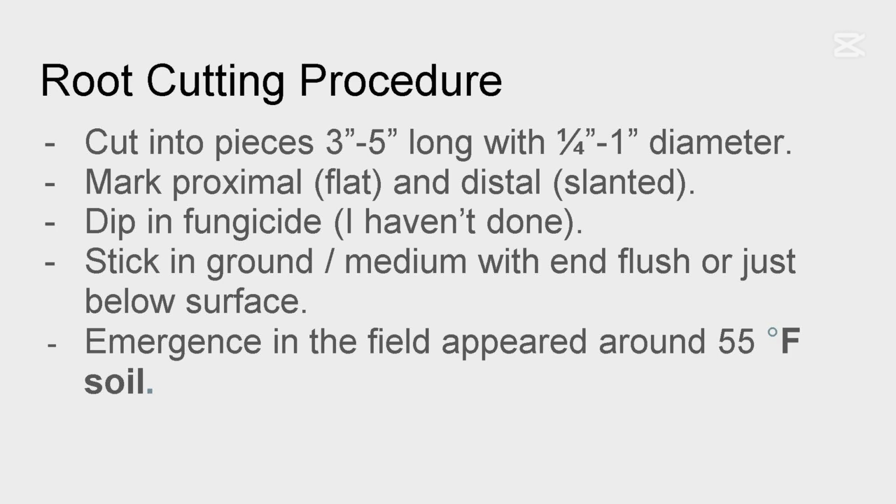So I've talked with some folks that have success with root cuttings and fungicide. We haven't done it. As others have noted, there's some mycorrhizal loss in obviously using fungicide and establishment and whatnot. So I'm not opposed to it, but it's just something we haven't done. And so we're sticking that in with the end just below the surface or flush, and then we were seeing shoot emergence outdoors in the field at 55 degrees soil temp. In a greenhouse, you're going to be able to cheat that and get a little better pop.